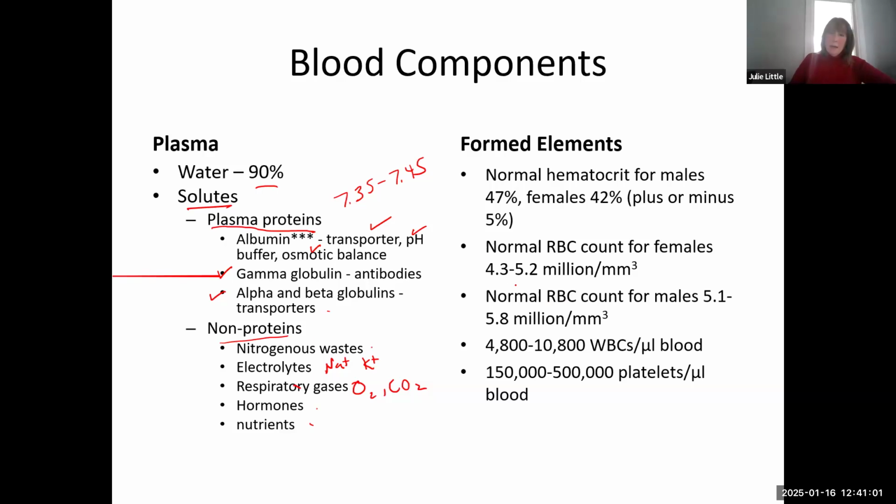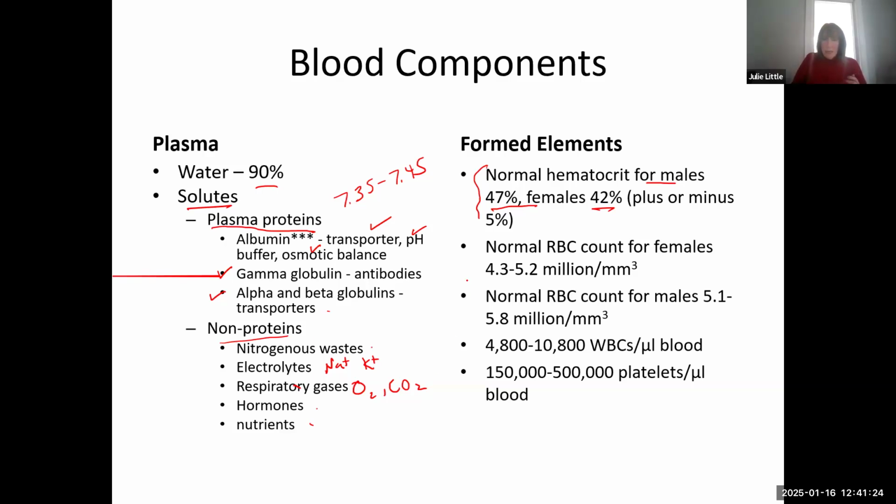Here's a normal hematocrit for males. You'll always have a scale. Here's a normal hematocrit for males, 47% plus or minus 5%, and females 42% plus or minus 5%, meaning males have a higher amount of red blood cells than females. And that is per cubic millimeter.